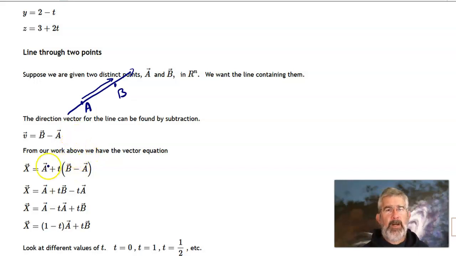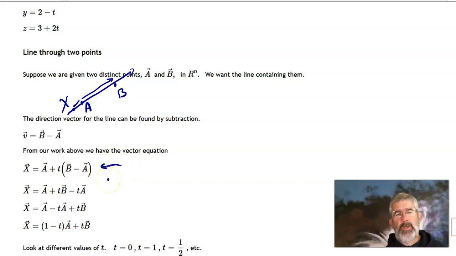And so from the work above, I have that any point X on that line, let's put X down here this time, is going to be A plus T times that vector V, B minus A. Now the way I have it drawn, since I have to go that way, this T would have to be negative in order to get down to it, but that works. So technically right here, we have a vector equation for that line.